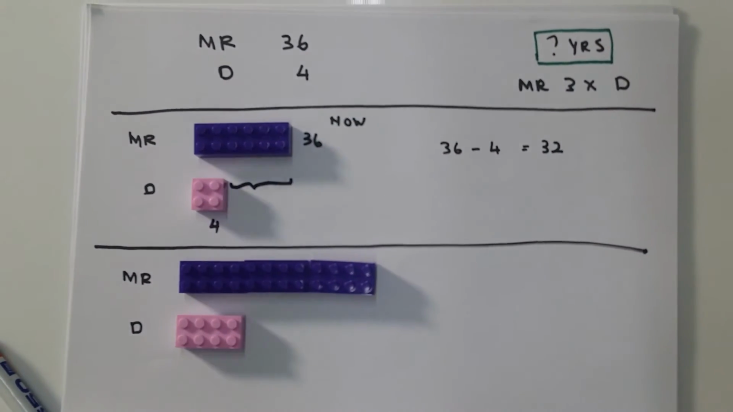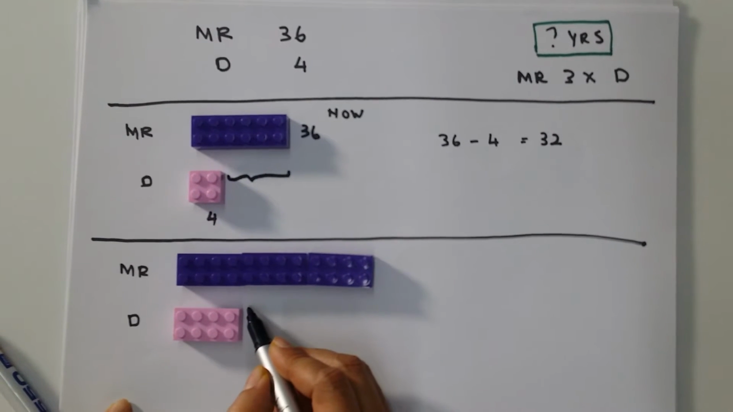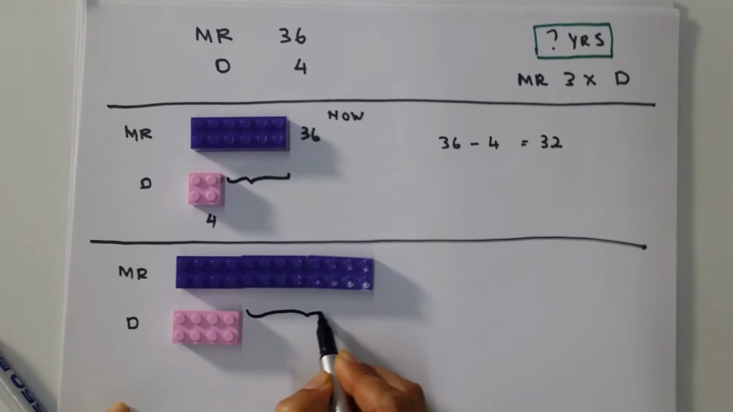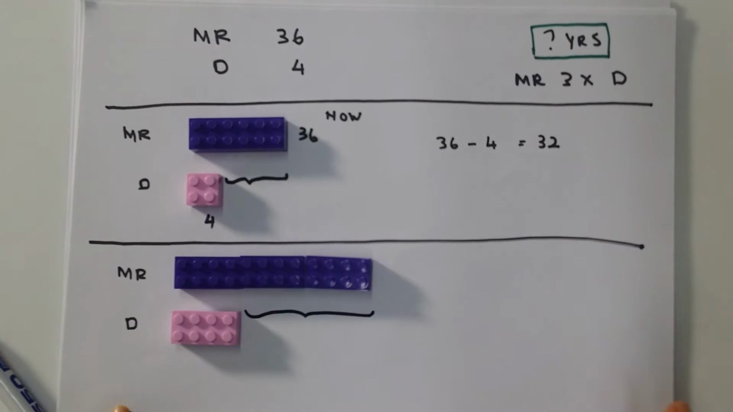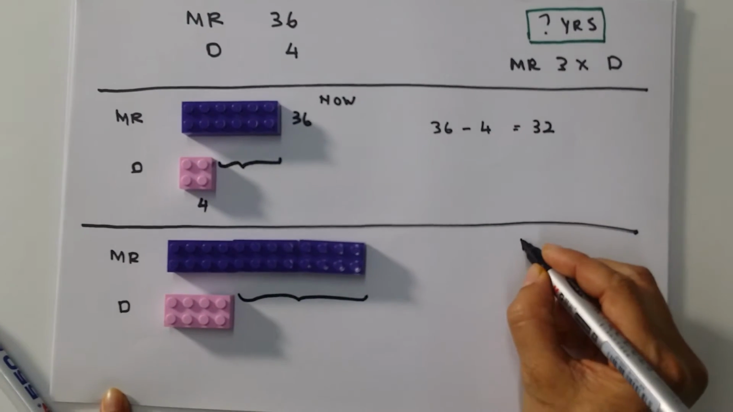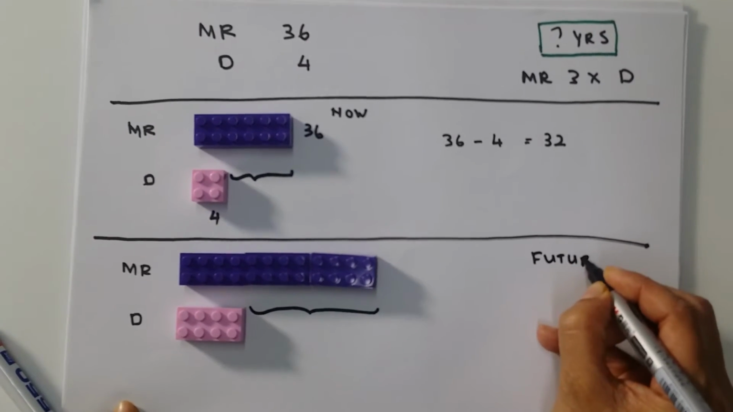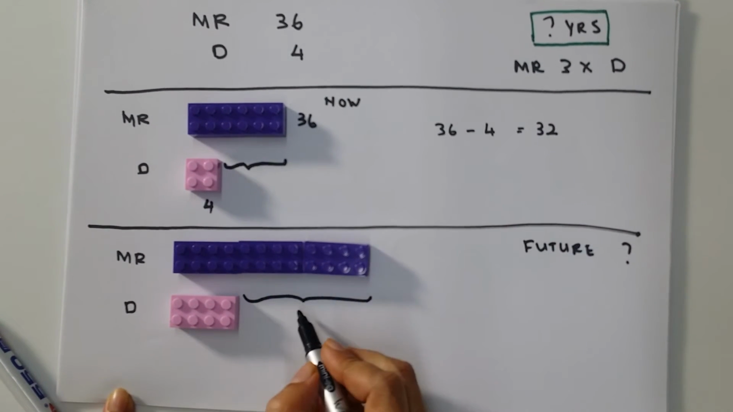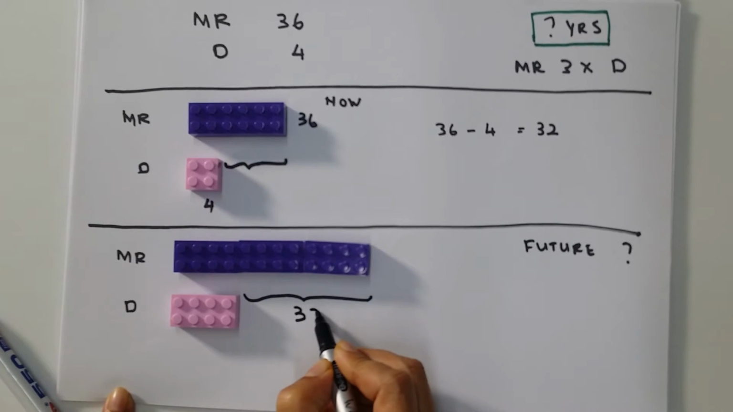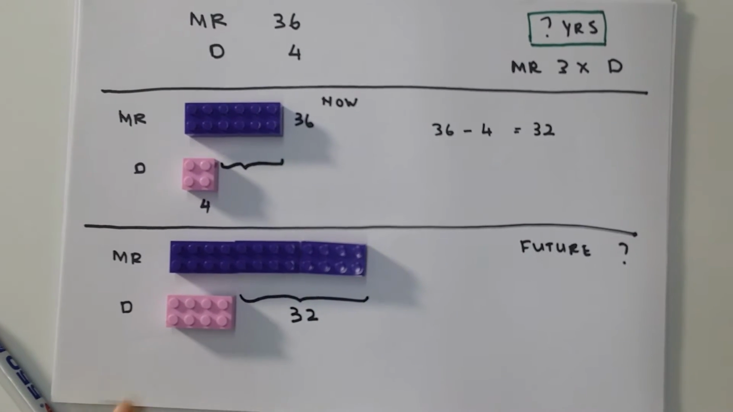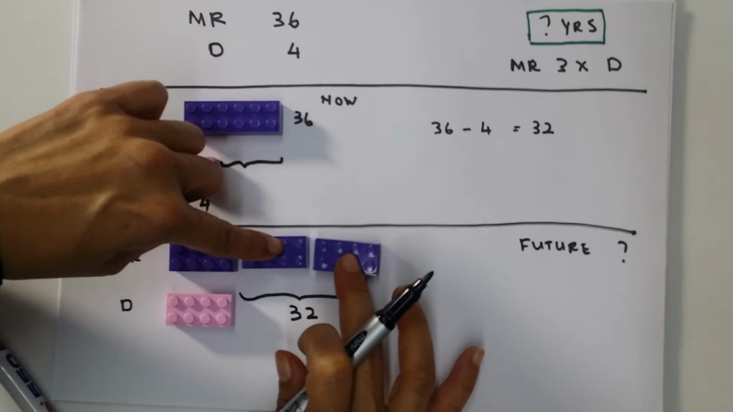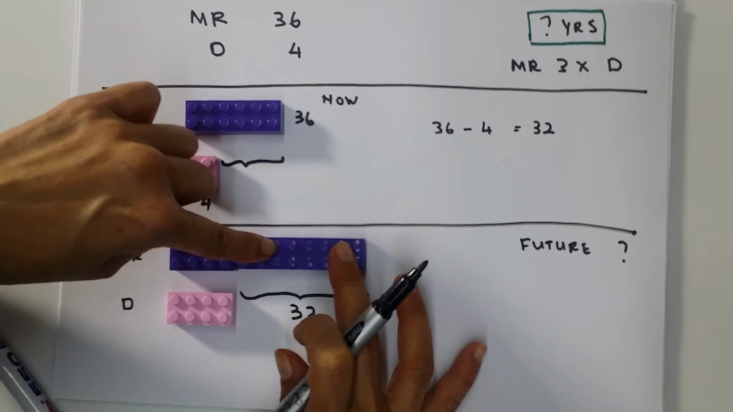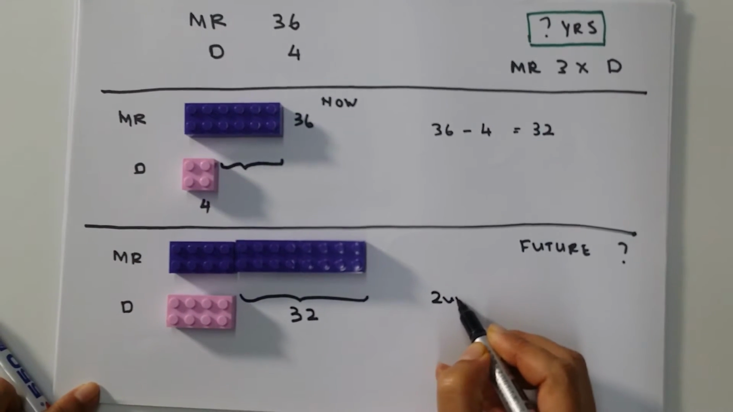We learned earlier on that the difference in age, whether it's now, past or future, is the same. So we don't know in how many years' time. That we have to find out. That's the question. We don't know. But we know that the difference in age is the same. It's 32 years. Therefore, we know that there are 2 units here, 2 units equals 32.